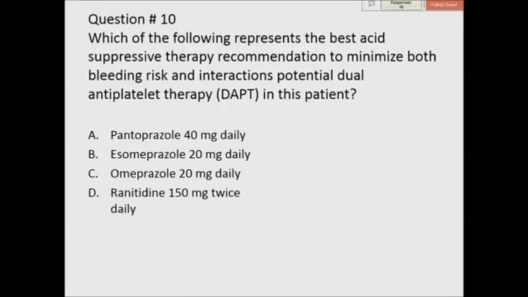Okay, so moving on to question 10. Which of the following represents the best acid suppressive medication therapy option for this patient? Should we put them on a PPI like pantoprazole, esomeprazole, omeprazole, or should we put them on ranitidine twice a day?